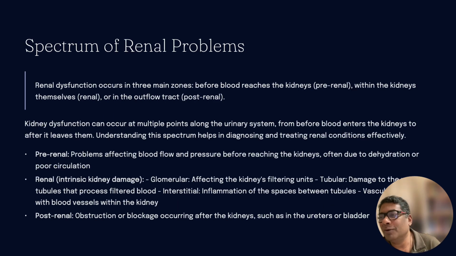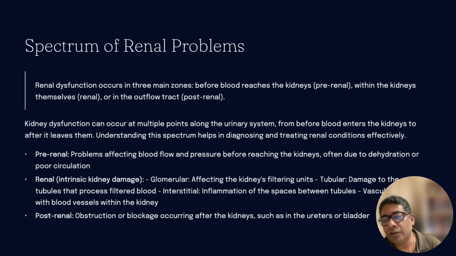Now let's look at the spectrum of problems that you come across. Let's look at the renal system. Essentially they fall into pre-renal, renal, which is intrinsic renal, or post-renal. Pre-renal problems primarily affect blood flow and pressure, so essentially the volume and pressure are the primary problems before reaching the kidney, often due to dehydration or poor circulation. But have a very generic, simple approach to remembering these, so that your recall is also good. In renal, the problems could be glomerular, affecting the kidney's filtering unit; tubular, damage to the tubules that process the filtered blood; interstitial; or vascular. So that's where your AKI screen comes in.